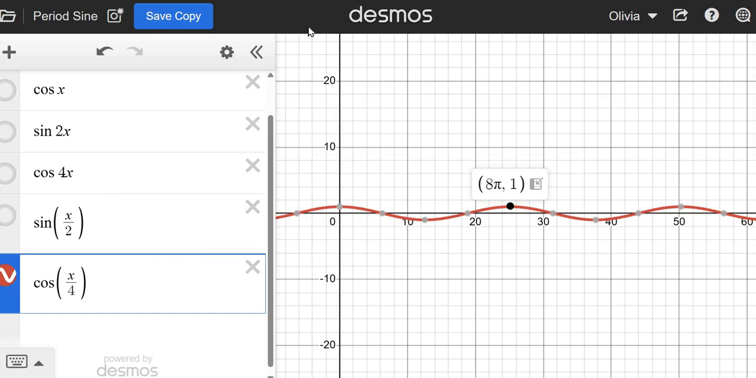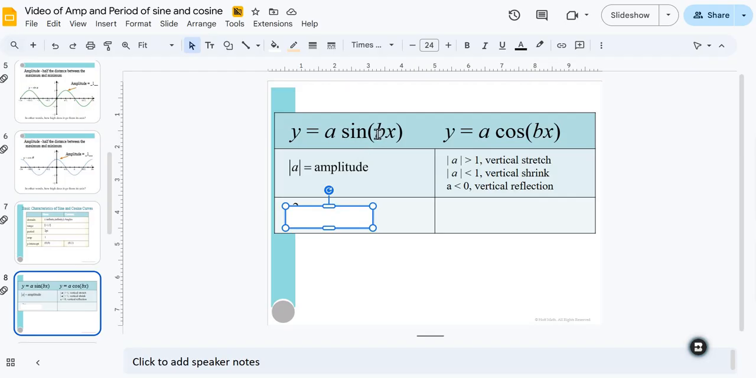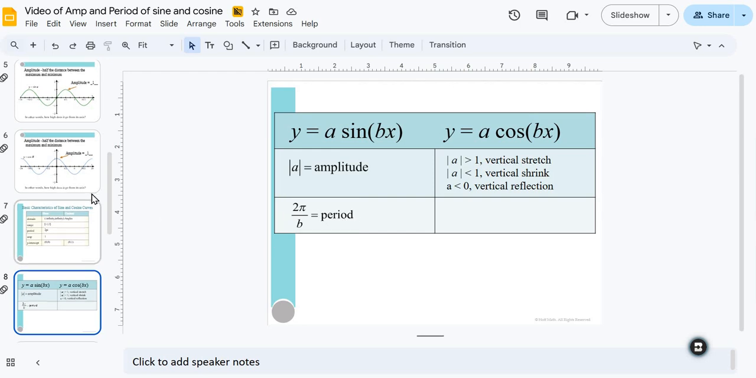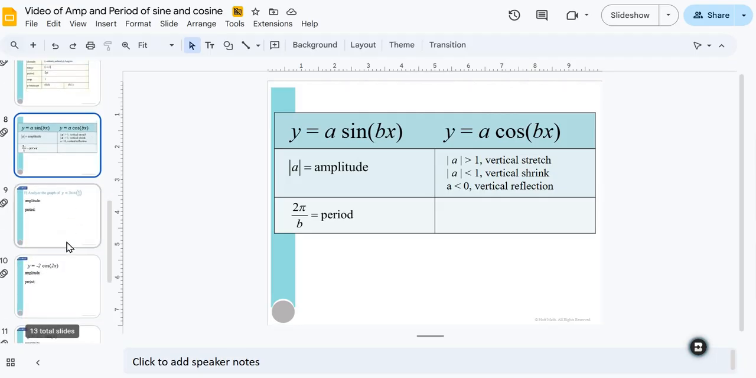So we're going to call this our b value, because that's what we're labeling this here. If b is a whole number, it's going to make our period shorter, versus if b is a fraction, it's actually going to make our period longer, because we're dividing by a fraction, which is the same as multiplying by a whole number. And let's look at what we mean by that. So let's do some examples together.